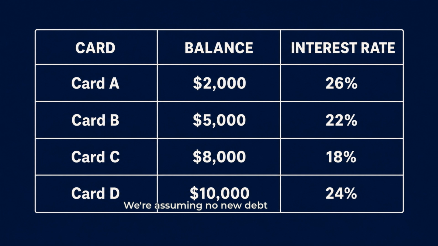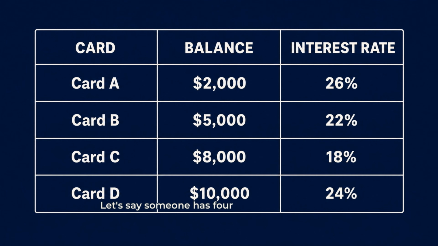We're assuming no new debt is added, payments stay consistent, interest is calculated monthly, and the person can put a fixed amount toward debt each month. Real credit card minimum payments and interest calculations vary, so your results may look different. But these examples show the general pattern.